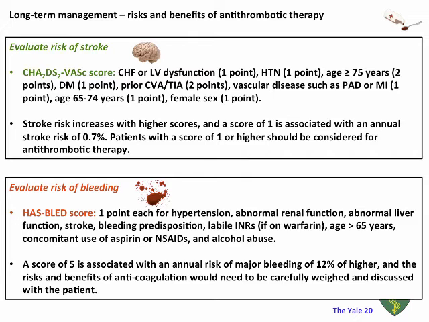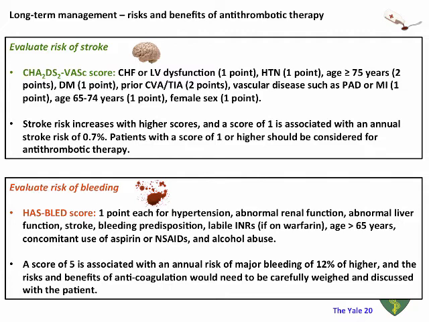One score that's been developed to evaluate this risk is called the HAS-BLED score, in which 1 point is assigned for hypertension, abnormal renal function, abnormal liver function, stroke, bleeding predisposition, labile INRs if the patient's on warfarin, age greater than 65, concomitant use of aspirin or NSAIDs, and alcohol abuse. A total score of 5 is associated with an annual risk of major bleeding of 12% or higher. And the risk of bleeding increases with scores.